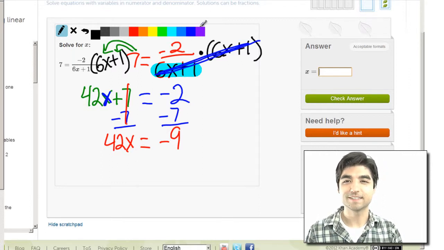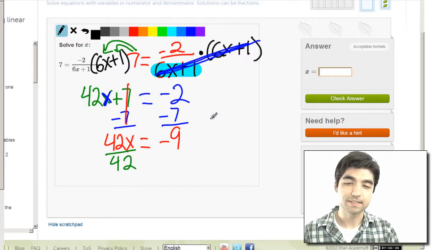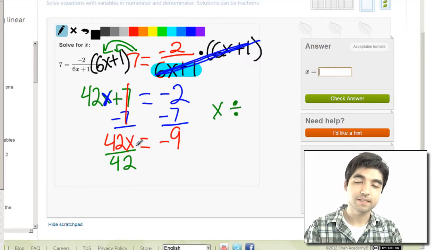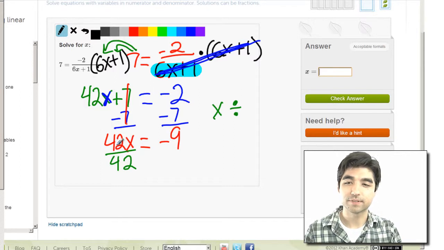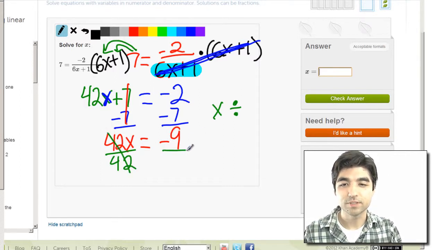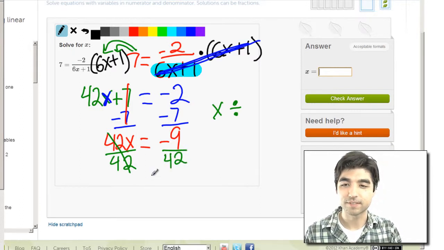Last step, we need to get rid of this 42, so we divide by 42. Why? Because the opposite of multiplication is division. So if you have 42 times x, you need to do divided by 42 in order to get that 42 off of the x. And what you do to one side, you have to do to the other side. So then you take this side, divide by 42. And our final answer is x equals negative 9 divided by 42.